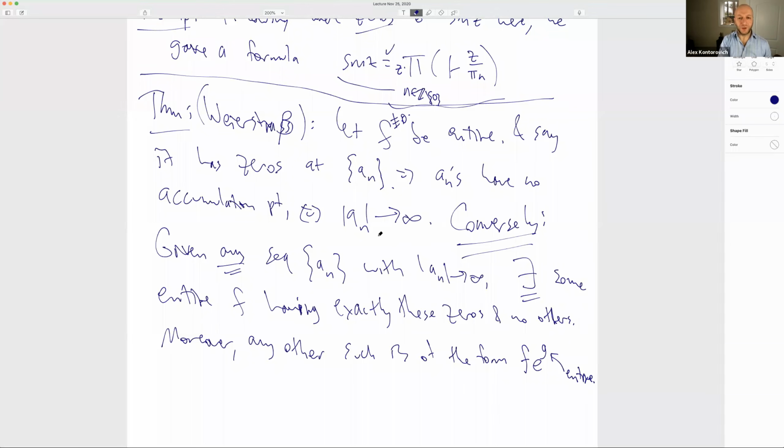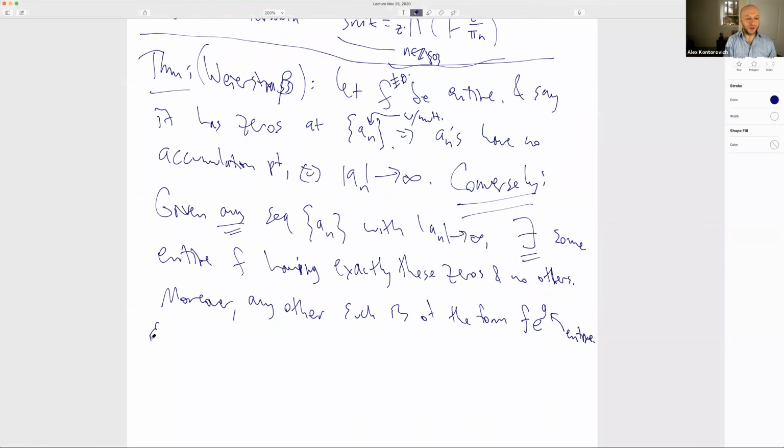And by the way, these a_n can be with multiplicity. There's no reason a_2 can't equal a_3. So the sequence can have repeated components. If you know the zeros, you know the function up to a factor of e to the g, which of course has no zeros. So let's see, there are two things that I want to prove: given any sequence, there exists such a function, and there are no others. If you allow me the first, let's prove the second.